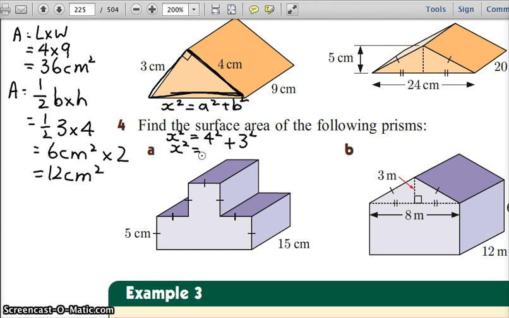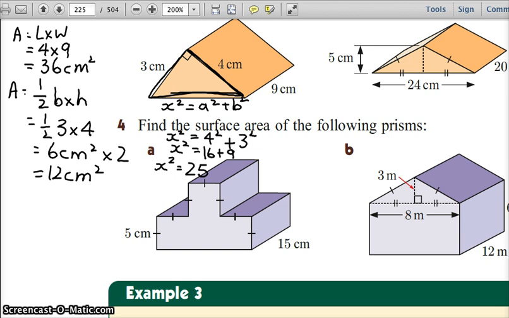X squared equals? 16 plus 9. Yep, 16 plus 9. X squared equals 25. Okay. And then square root 25. Why are we square rooting 25? No idea. I just do it.